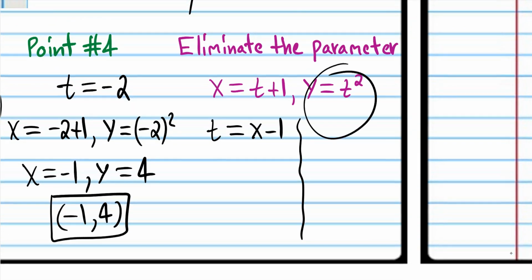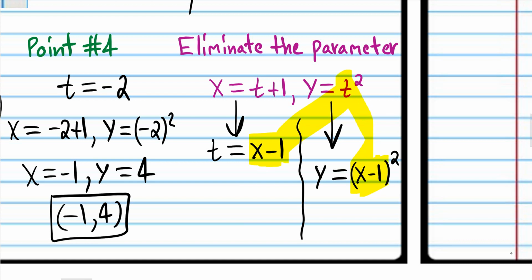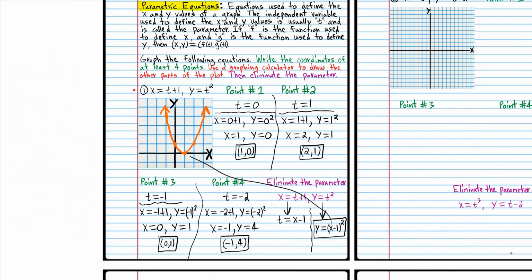And then we're going to go to this equation and rewrite it. But instead of t, we're going to write what the other equation tells us that t is equal to. So I plugged that in for t. So now we've eliminated the parameter. This equation here is the same equation that we just graphed, but there's no t values.